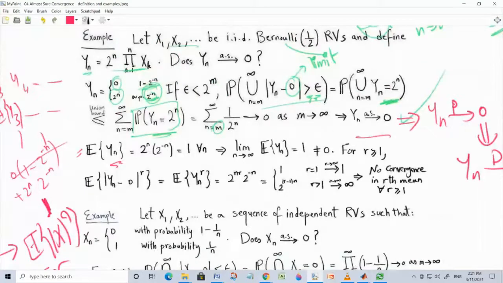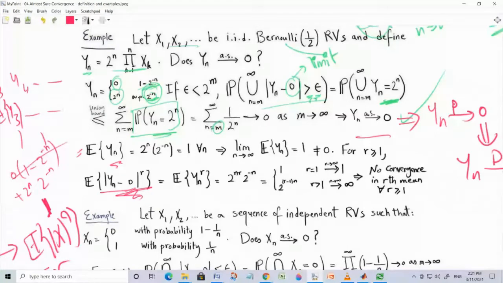You can check here that there is no convergence in rth mean. If you study this quantity, the limit as n goes to infinity is not 0. So there is no convergence in rth mean, which means that for almost sure convergence and convergence in rth mean, you can find examples for all four cases. You can have convergence in the rth mean and at the same time convergence almost surely. You can have convergence in the rth mean but no convergence almost surely. You can have no convergence in the rth mean and convergence almost surely, and you can have neither at the same time.